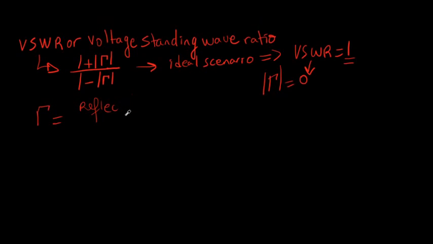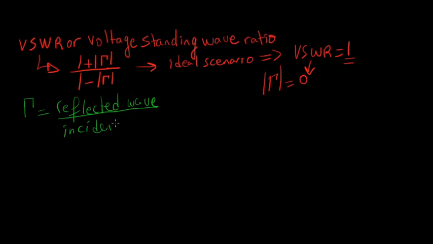I can use another color for that one. The reflected wave over the incident wave, and it's also usually equal to the load impedance minus the transmission line impedance, over the same thing but with a plus. So that's what was given in class.